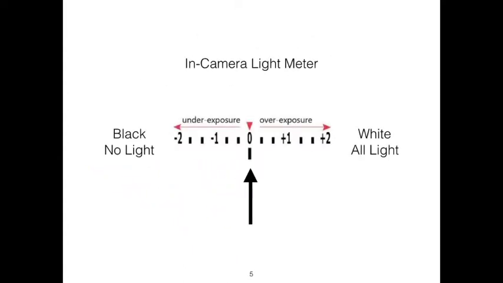Almost all cameras will show a light meter when the camera is set to manual. It tells you if you have too much light or too little light. You'll see this light meter chart throughout this presentation.